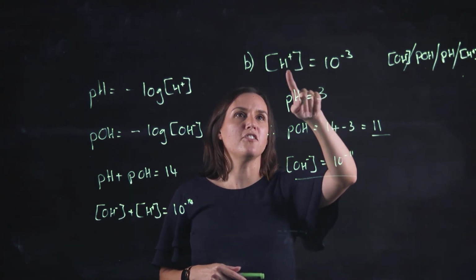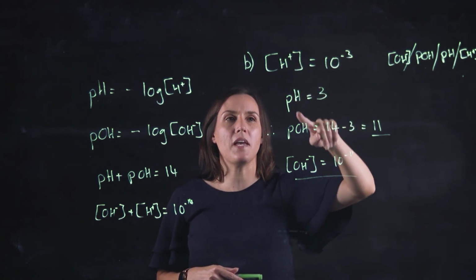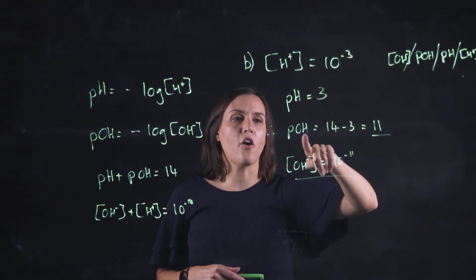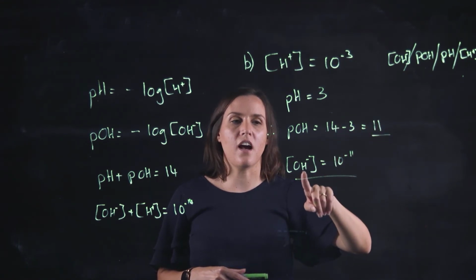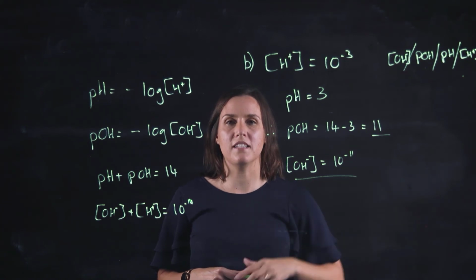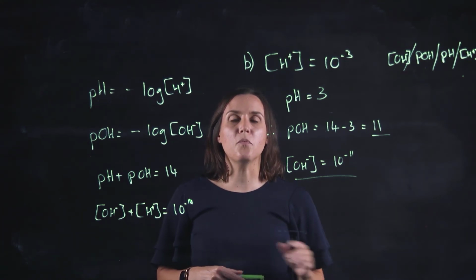Okay, so hydrogen ion 10 to the minus 3, therefore my pH equals 3. My pOH would be 14 minus 3, giving me 11. And my hydroxide ion concentration would be 10 to the minus 11. So let's do one more example.